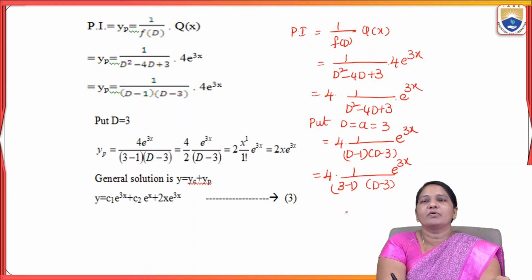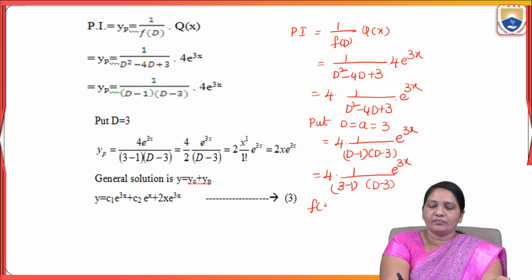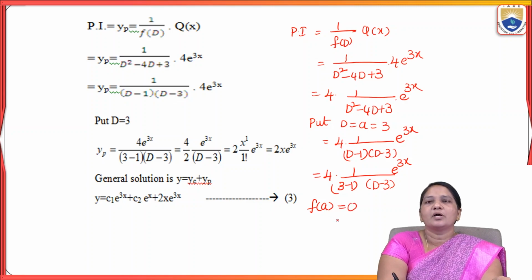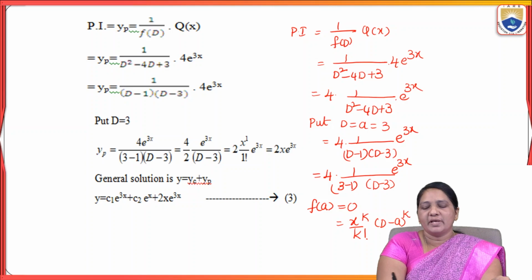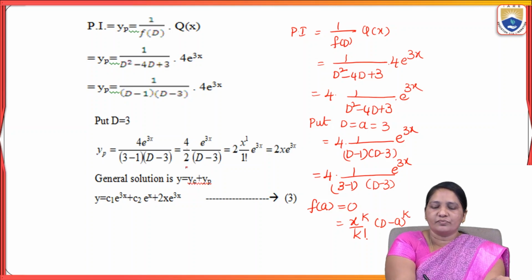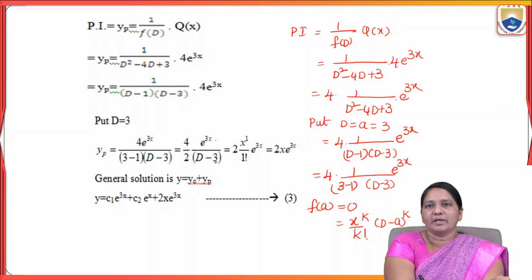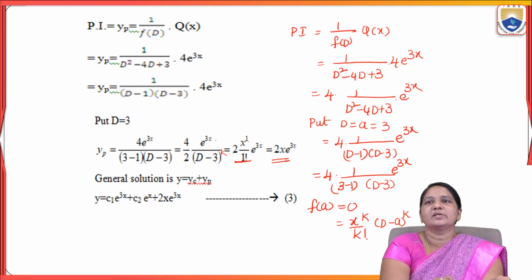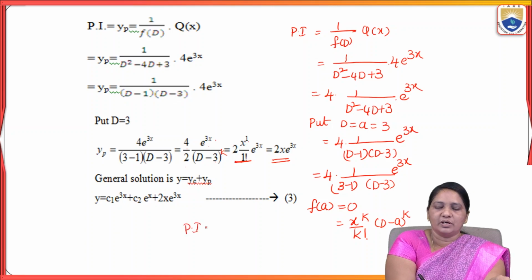If f of a equal to 0, what is the formula? The formula is x power k by k factorial, and we should have (D minus a) whole power k. Based on that formula I am writing here: 4 into e power 3x by D minus 3. By using x power k by k factorial, the k value is 1 here. So 4 into x power 1 by 1 factorial e power 3x. So finally this value is 2 into x into e power 3x. This is the particular integral value.